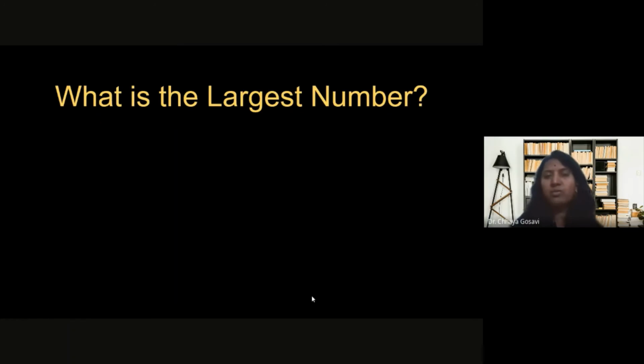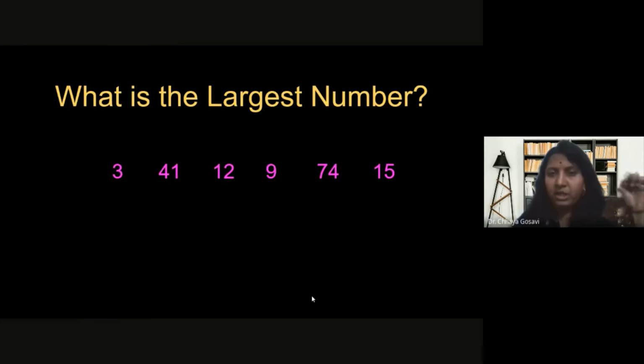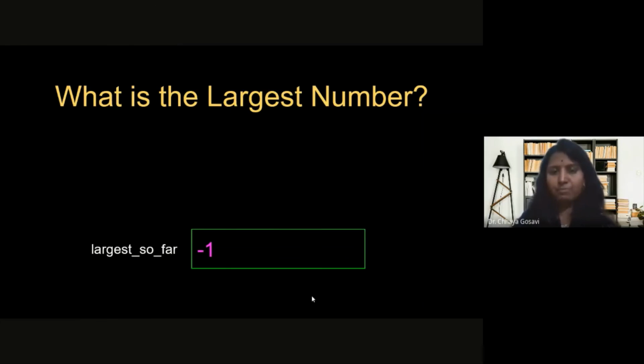For example, we have to find the largest number. We have a list and we have to find the largest number. So I have 3, 41, 12, 9, 74. So which one is the largest number? I want to write code using a for loop to get which is the largest number from this given list. So the logic can be, so this is a list and we have to find out which is the largest number. So initially, before the loop, we can initialize the largest number as -1.